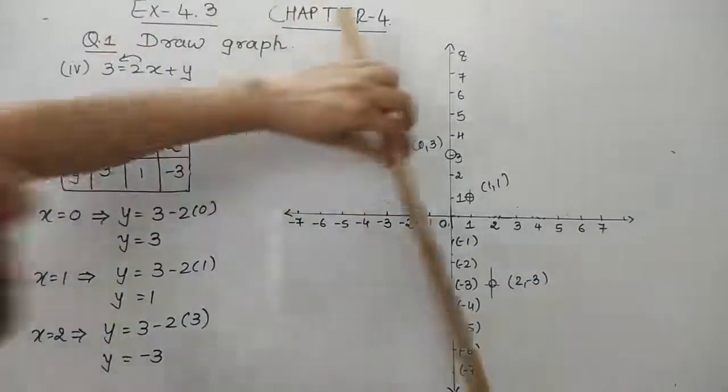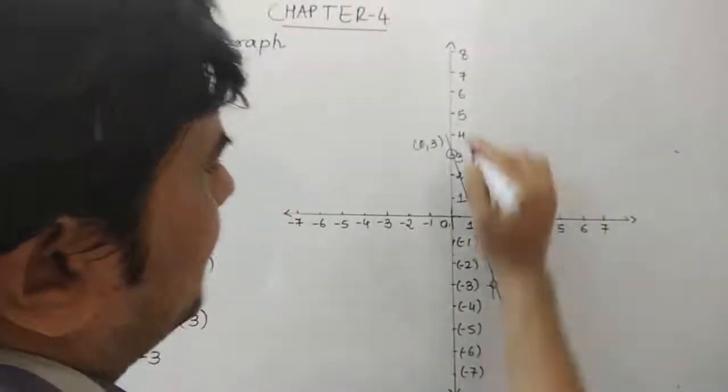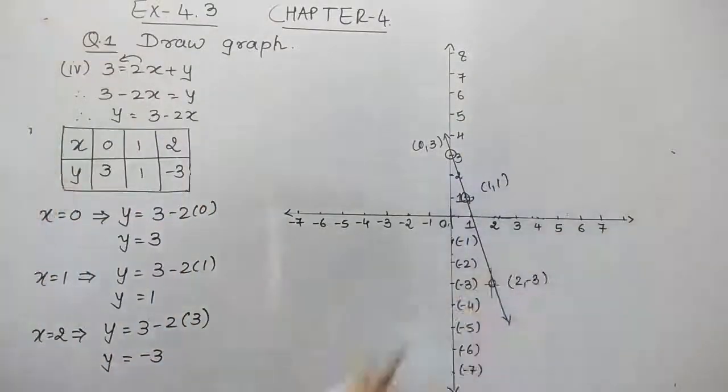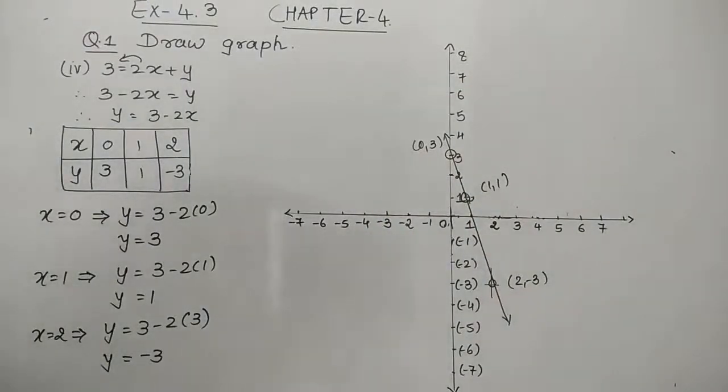So now let's draw a line which passes through all the three coordinates. We can see that I am not able to do it correctly, and that must be the reason, because the scale which I have taken is not absolutely right. But this line must pass through all the three coordinates. So in the end we can write the equation 3 is equals to 2x plus y. This is how the graph should be represented.